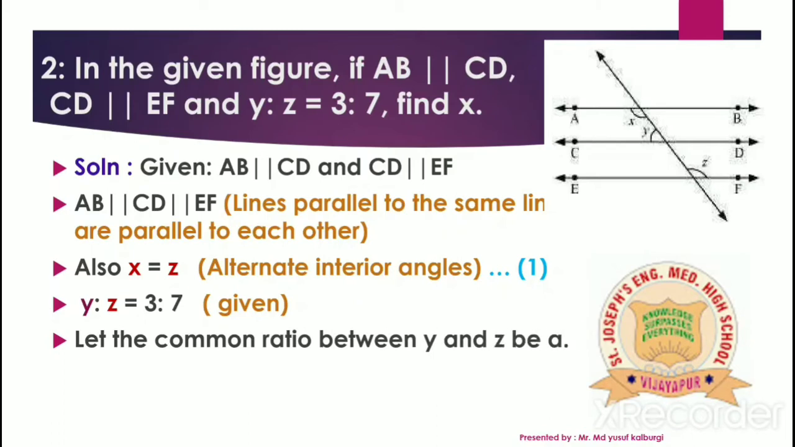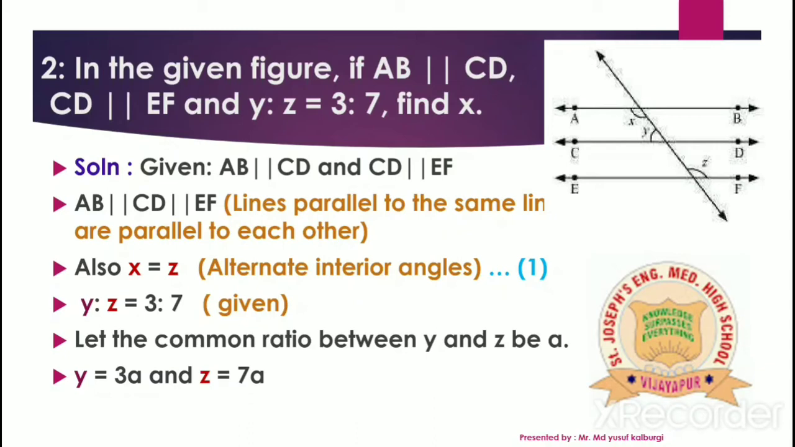Now therefore we can find what those angles are. If the common ratio is A, we can write angle Y as 3A and angle Z as 7A. Angle Y is equal to 3A and Z is equal to 7A. Now we have got the angles.